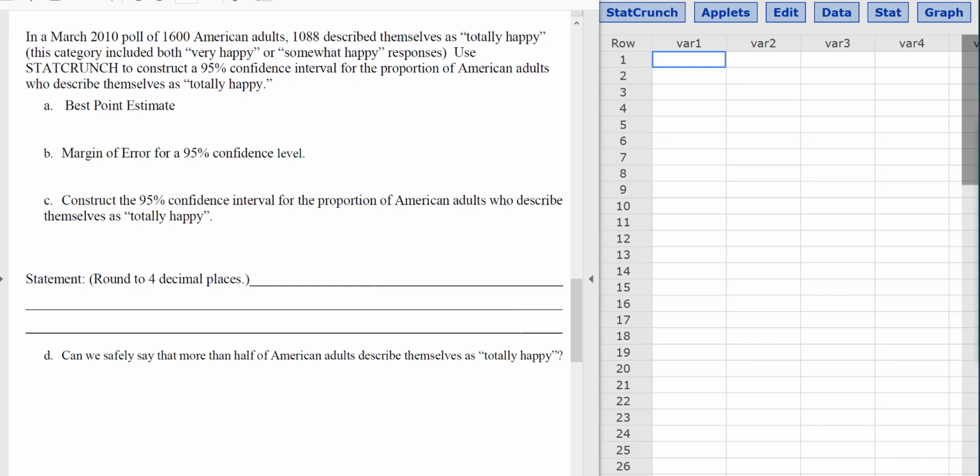First of all, we need to determine the best point estimate. Remember, the best point estimate is constructed as p-hat. P-hat is going to be the number of successes, which is 1,088, and sometimes we refer to that x value as the number of successes, divided by the total number, which is 1,600. And often we refer to that as n, which is our sample size.